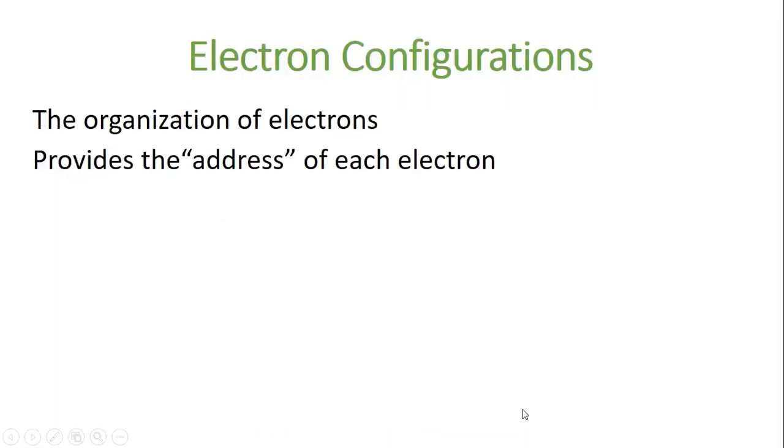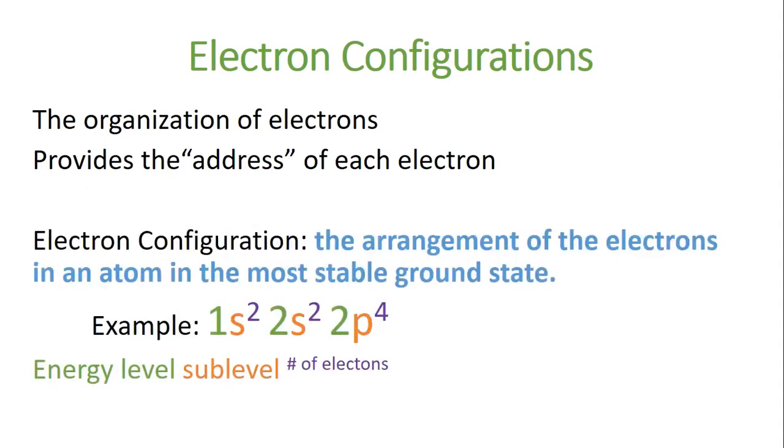All right, electron configurations and orbital diagrams. The electron configuration is the organization of electrons. It's giving you a unique address for each electron, basically. Here's the format it's in. It's going to have an energy level designation here in green, a sublevel, so sort of where in that energy level the electron is, and then it's going to tell you the number of electrons in that sublevel as a superscript.